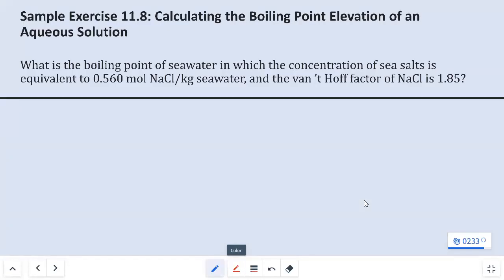All right, let's take a look at an example. What is the boiling point of seawater, in which the concentration of sea salts is equivalent to 0.560 moles of sodium chloride per kilogram of seawater, and the Van't Hoff factor is 1.85? The equation that we have to use here, since we are talking about boiling point, is delta Tb equals i times Kb times the molality. The Van't Hoff factor, i, we've been told is 1.85.